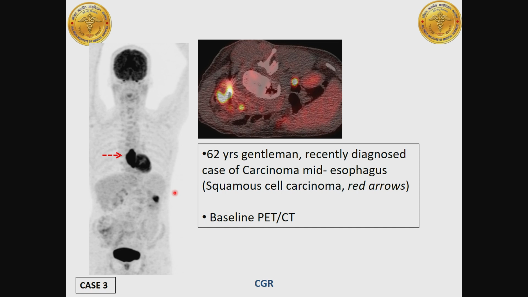Hence, the patient was referred for the PET-CT guided biopsy, and the histopathology finally revealed a squamous cell carcinoma, and hence the metastasis from the esophagus.